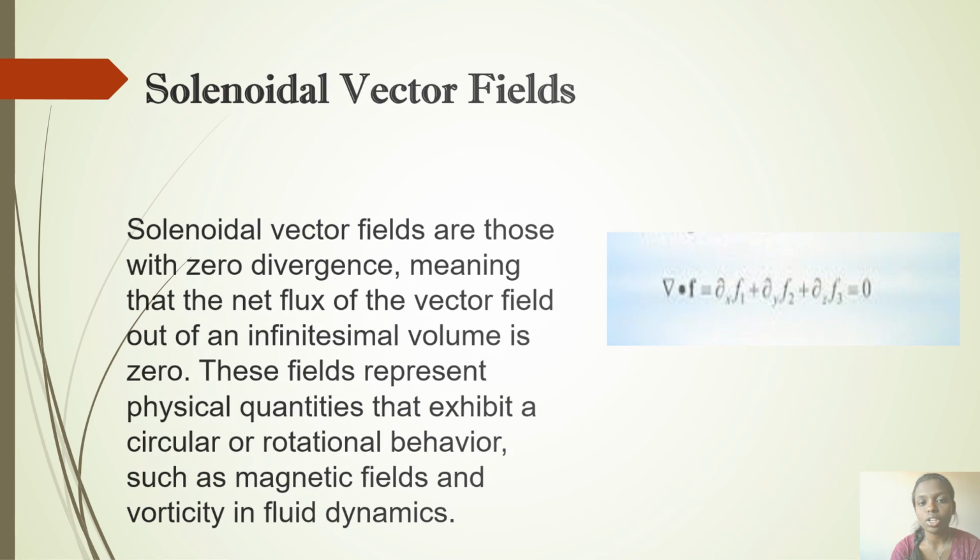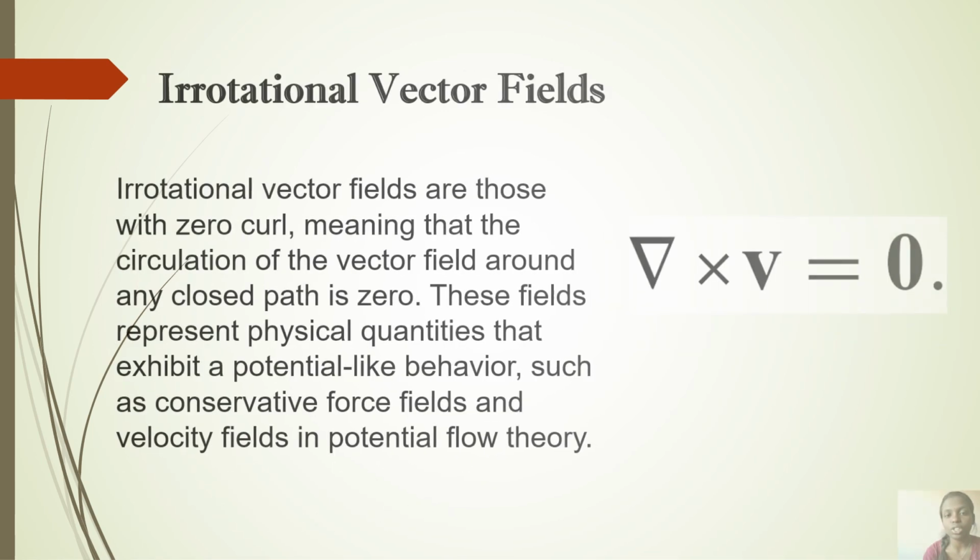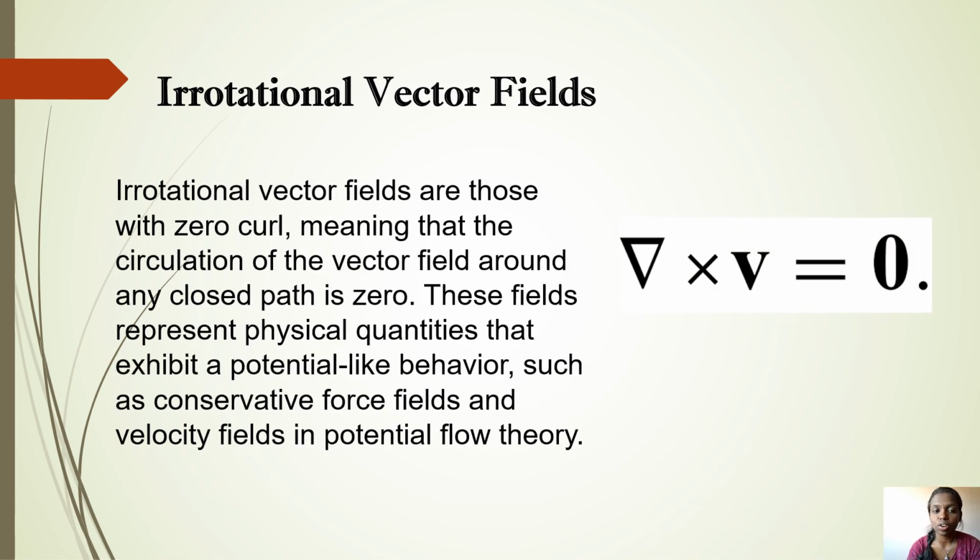Irrotational vector fields. Irrotational vector fields are those with zero curl, which means that the circulation of the vector field around a closed path is zero. These fields represent physical quantities that exhibit potential-like behavior, such as conservative force fields and velocity fields in potential flow theory.